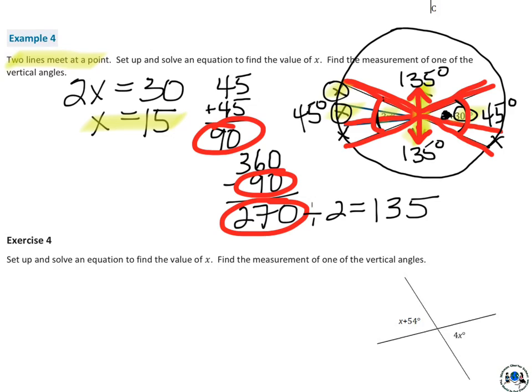Okay, I hope you thought that was fun, and I'd love to see how you did it, if you came up with the right or the same answers as me. All right, here we go again. Same situation here. Set up and solve an equation to find the value of x, and then find the measure of one of the vertical angles. So if you want to, go ahead and maybe use that strategy I used above, or just continue doing what you're doing if you are getting things right.